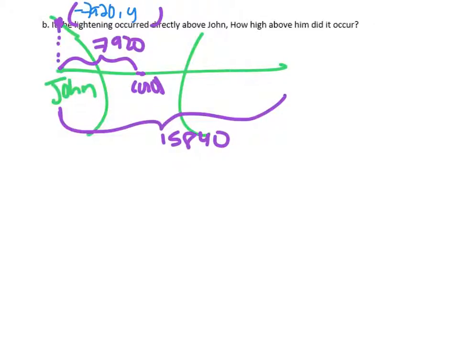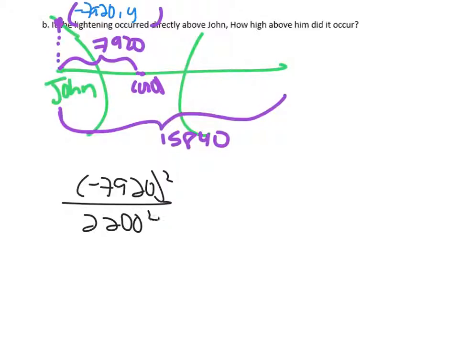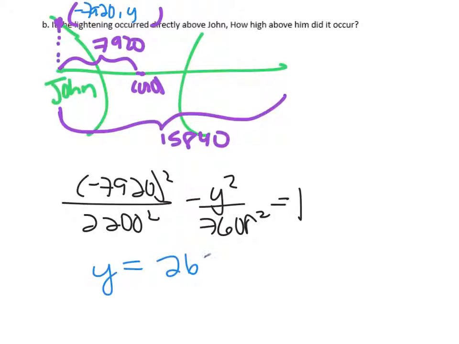I don't know y, so all I'm going to do is plug this into my hyperbola equation from the last screen and solve. I don't have enough space on the screen, but you're basically going to move this over here, multiply by negative 1, multiply by 7608 squared, and square root it, and you should get your y is 26,310 feet above John.